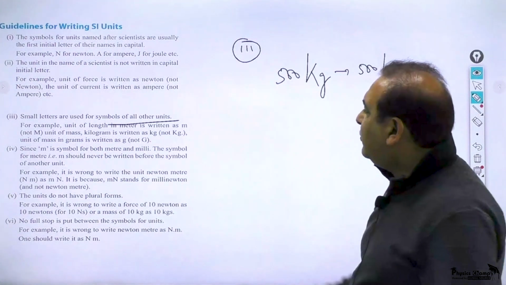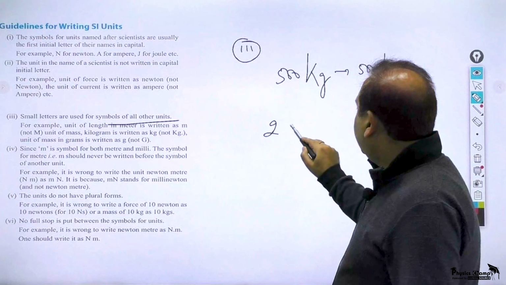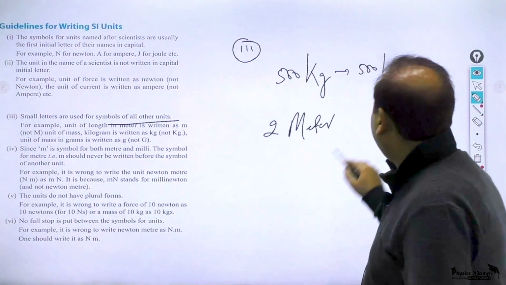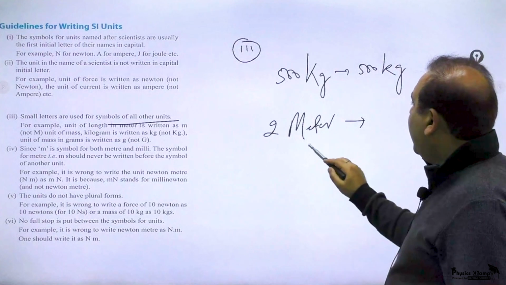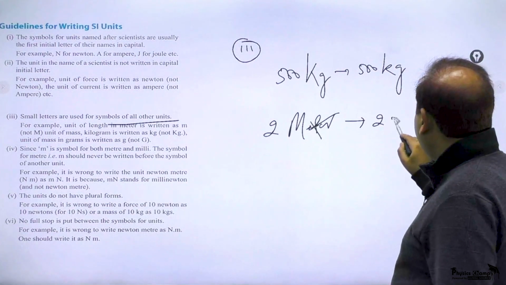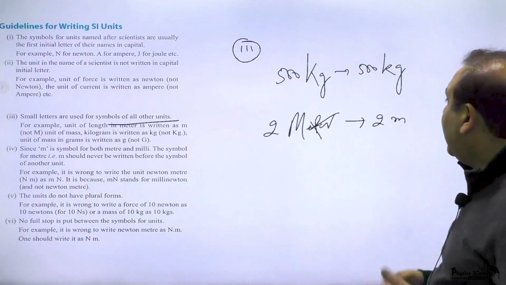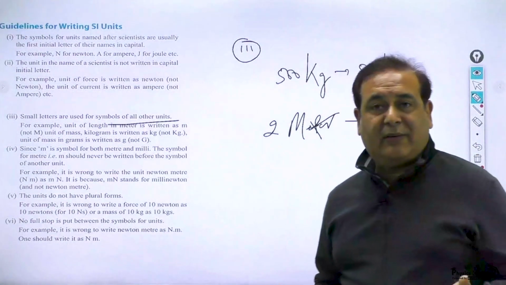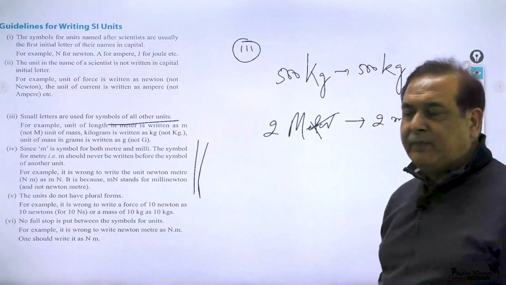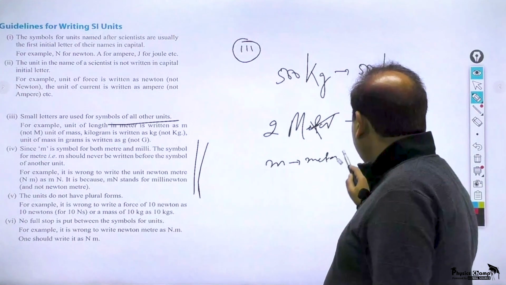If you are talking of, say, in the same way, if you are talking of meter, say 2 meter, so it cannot be written with a capital M, like 2 M. It should be 2 m, 2 meter. So all other units are represented in small letters. And now coming to m itself, m is for meter as well as m is for milli.